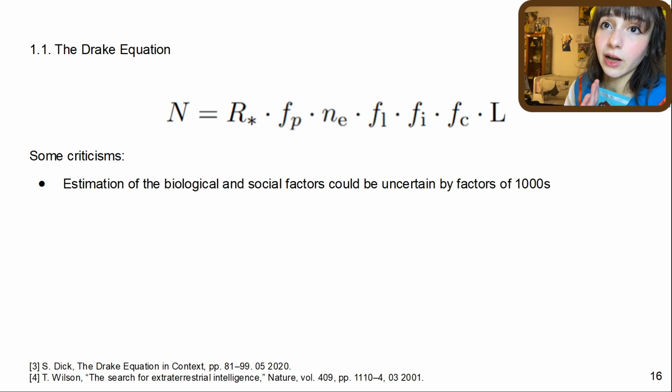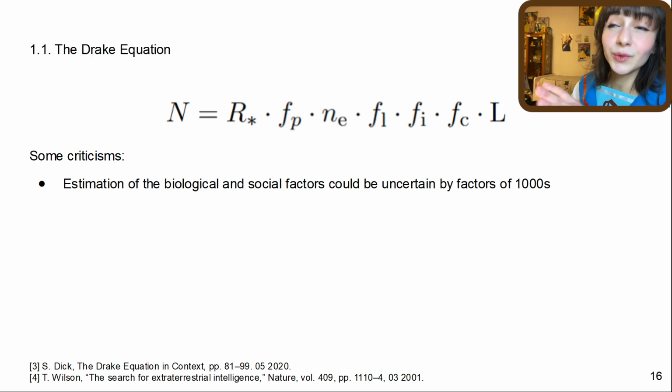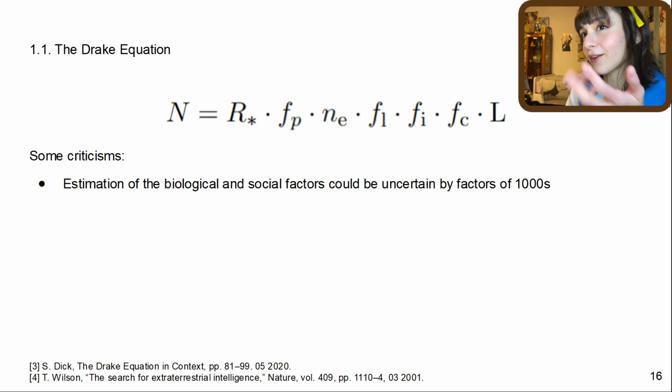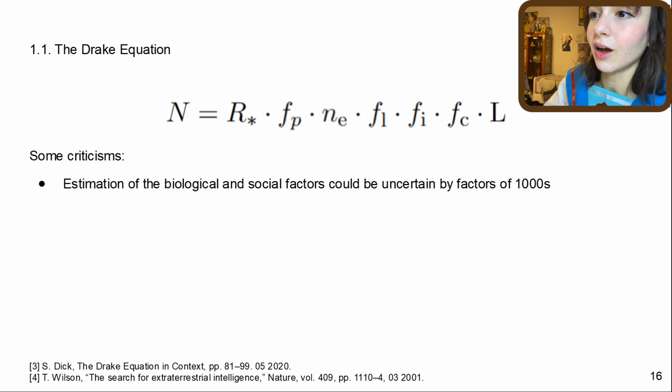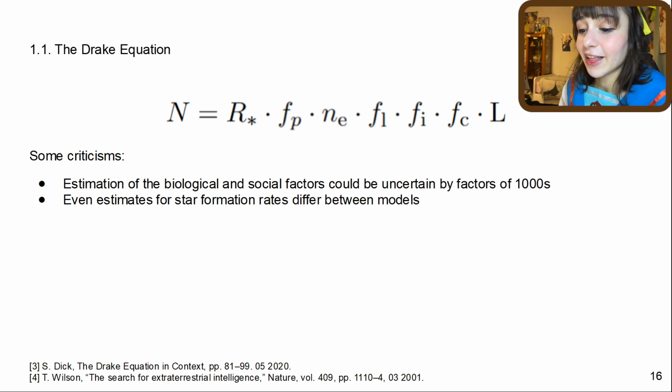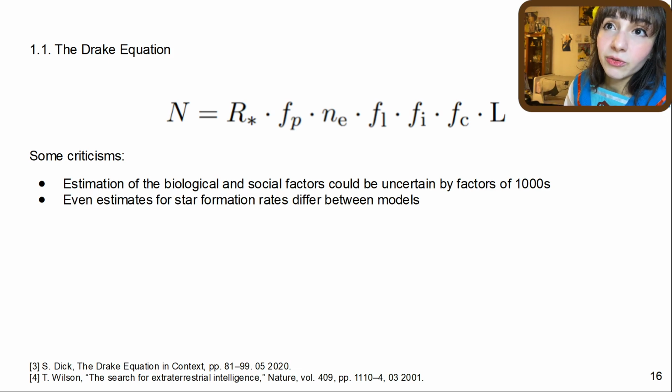So in particular, the estimation of a lot of these biological and social factors has huge uncertainties. We're basically guessing what portion of these planets could actually develop life when we only have one example of a planet where intelligent life has developed. These are factors that are very hard to even estimate at all, having only one example in the entire universe that we know of. And then also, even some of the astronomical factors that are more well known do still vary between models.